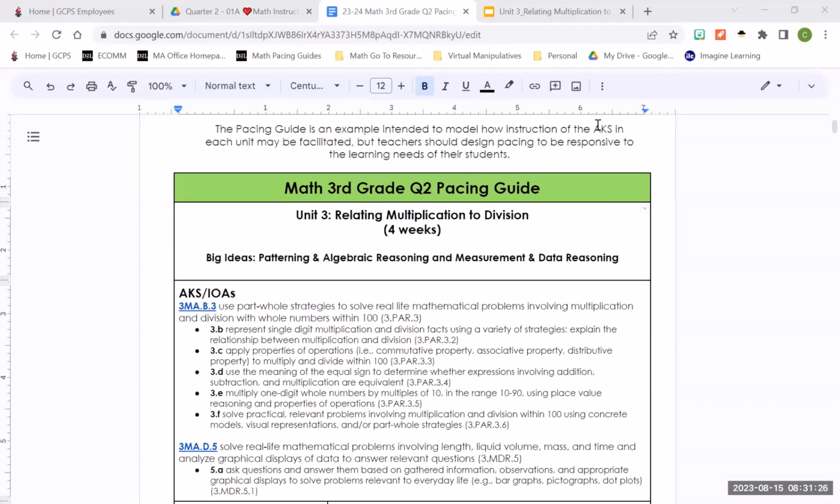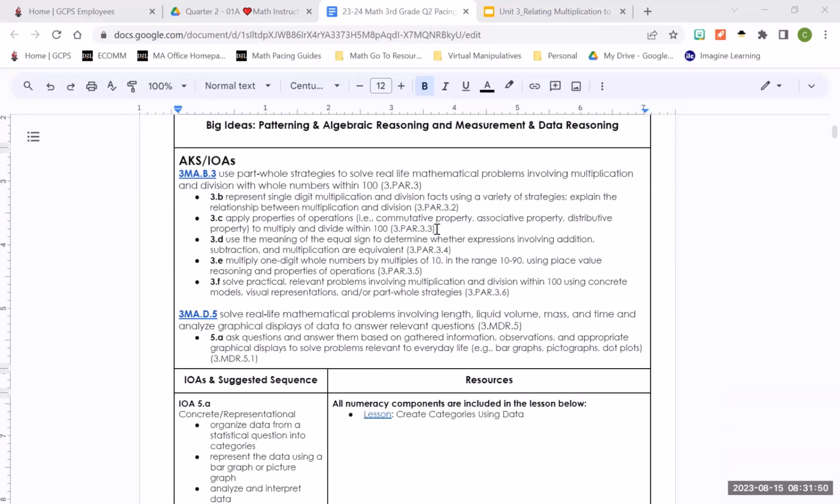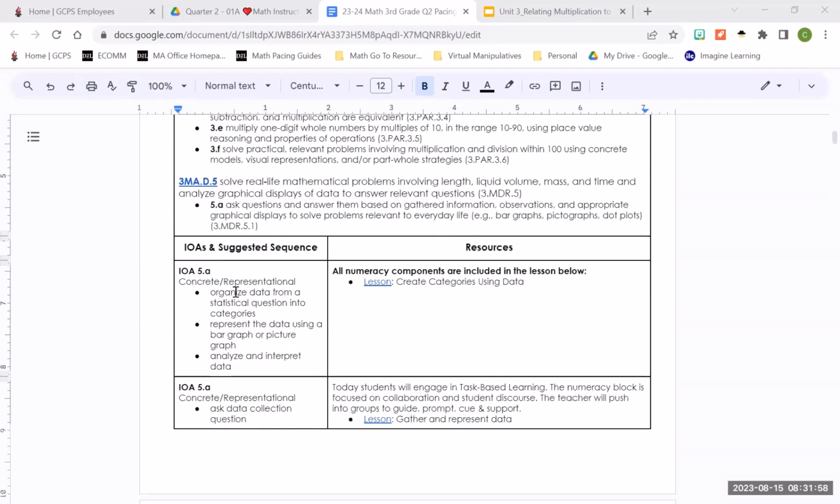Welcome to Unit 3, Relating Multiplication to Division. In this portion of the pacing guide, we see the name of the unit, the big ideas for the unit, and the suggested pacing. Unit 3 will focus on patterning and algebraic reasoning, along with measurement and data reasoning. The suggested pacing for this unit is 4 weeks. In the next box here, we see the AKS and IOAs discussed in Chapter 1. And below this box, we see the suggested sequence for the IOAs along with the resource column.